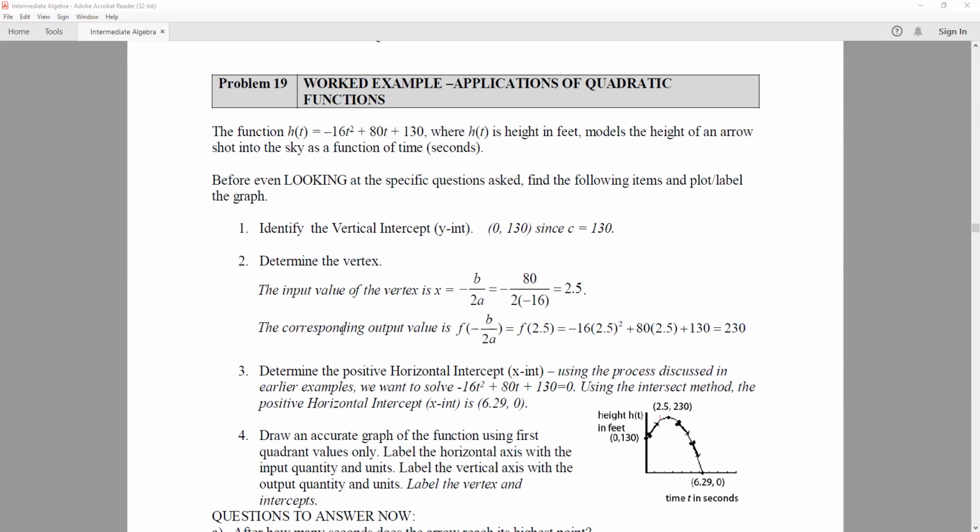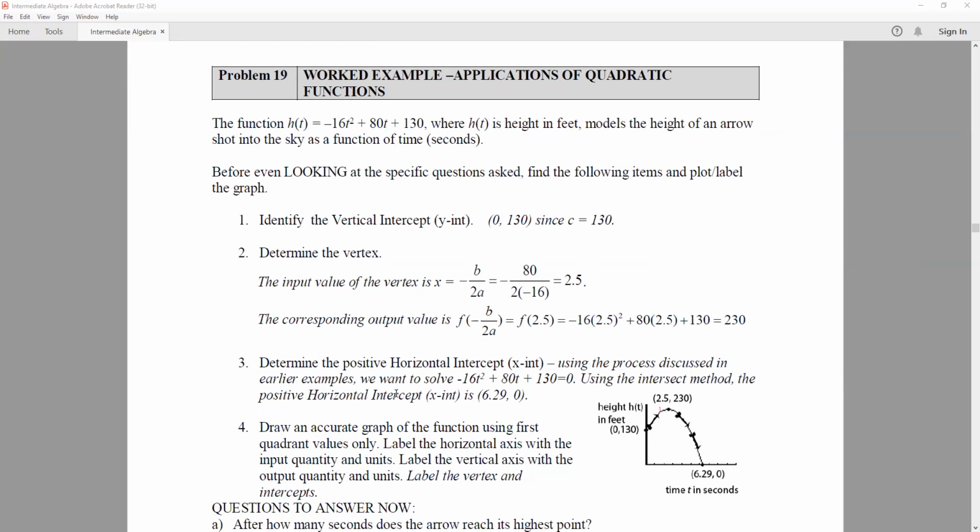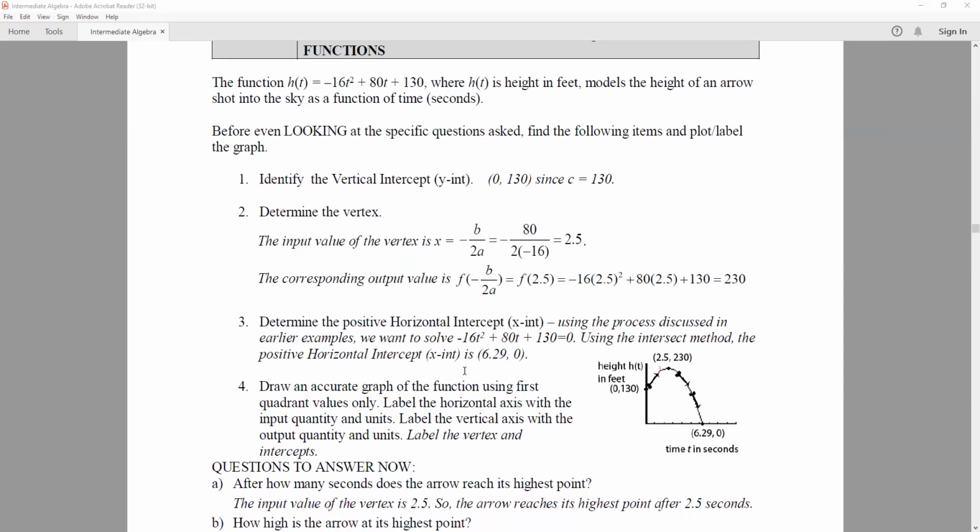So before looking at even the specific questions it's going to ask you, get your y-intercept, your vertex, your horizontal intercept. Okay? All right. Now, what about your graph? Get your graph. Now, remember your minimum y, because we are looking at the first quadrant, your minimum y will be 0. Your minimum x will be 0.